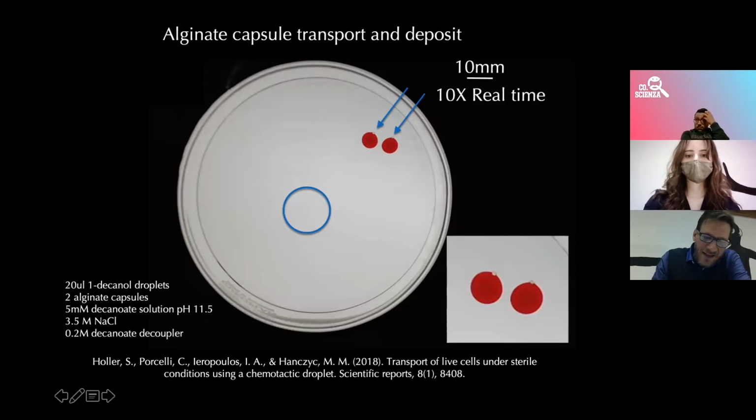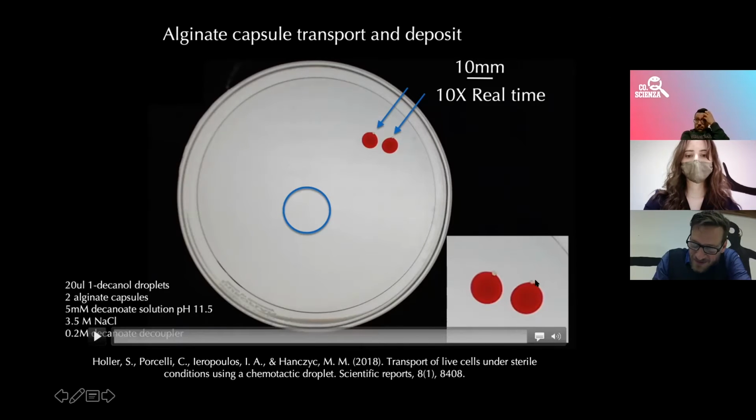To mitigate that, we made these little capsules, which are alginate, so they're hydrogels, and we can use that to protect the cargo, just like you would put your glasses from Amazon in a box.